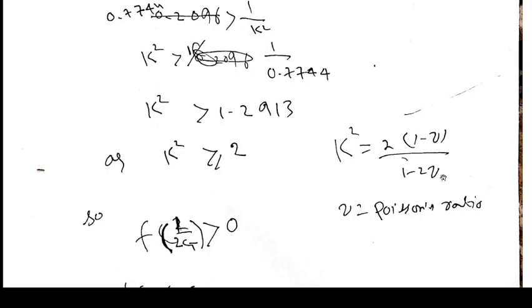We know that nu is the Poisson ratio, and I have already told you that the Poisson ratio is the ratio between the contraction and expansion of the material, and it has different values for different types of materials.